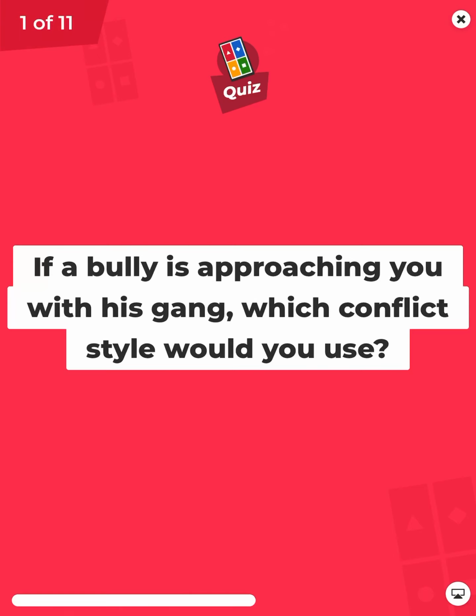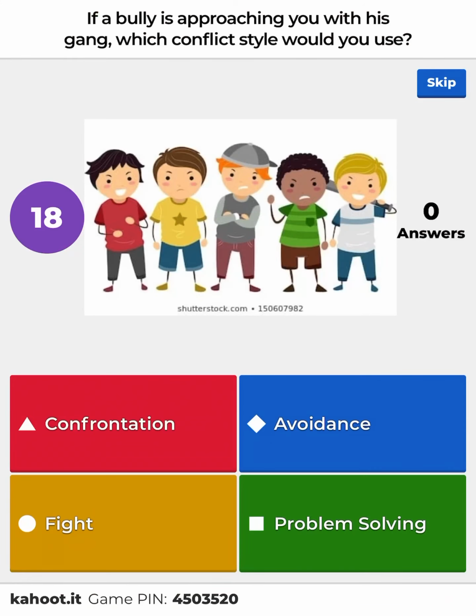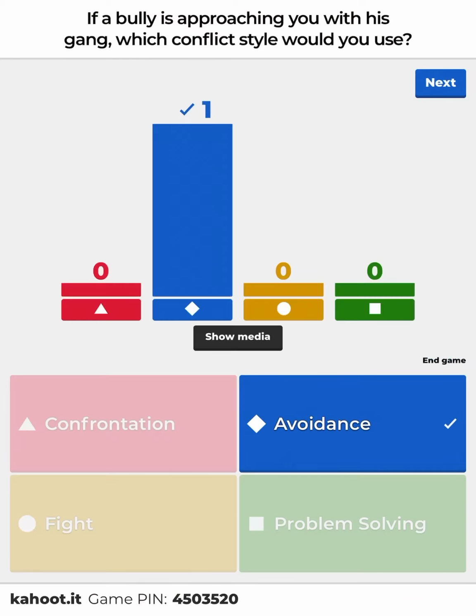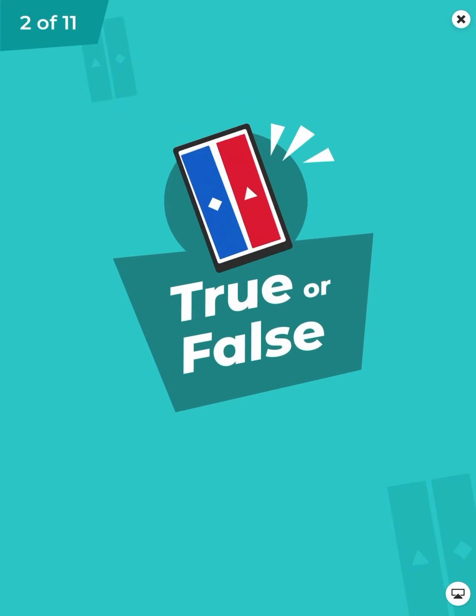If a bully is approaching you with his gang, which conflict style would you use? You wouldn't use confrontation. So what would you use? You wouldn't fight. You wouldn't problem solve. Your best bet is avoidance. Okay, I gave you the first one, so I'm gonna let you get the next one.